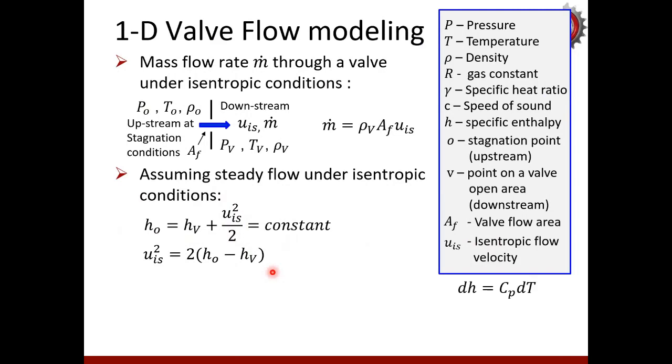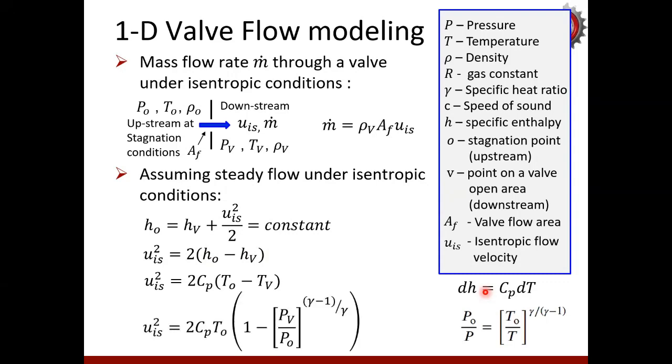Now we know that dH equals Cp dT. So we can replace the specific enthalpies with Cp and T. And then if you take T naught out and replace this temperature ratio with the pressure ratio, considering the adiabatic condition, then we can write down the square of the isentropic flow velocity this way.